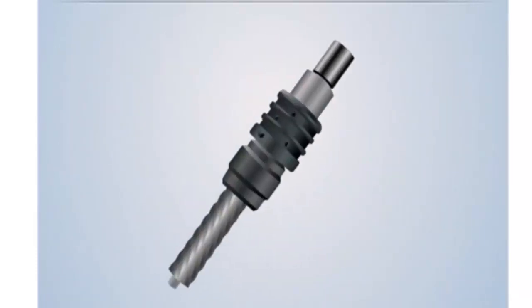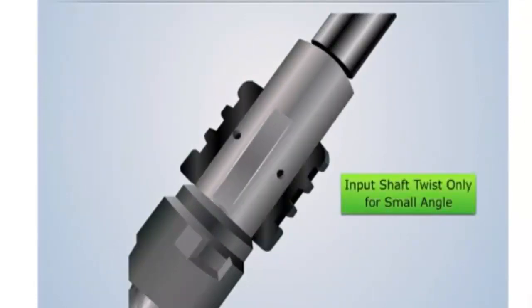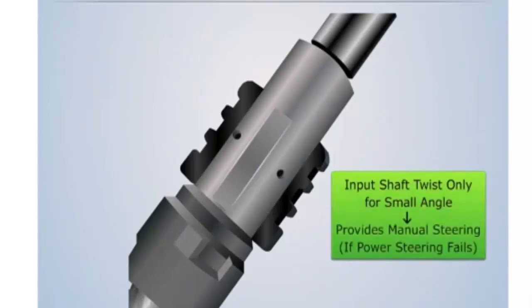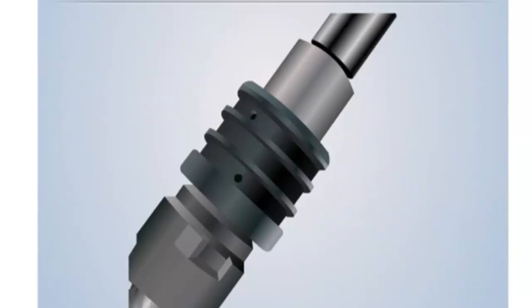It is to be noted that the input shaft is allowed to twist only for a small angle before it contacts a stop on the pinion gear. This is done to provide manual steering in case the power steering fails. Now the inlet and outlet of the working fluid in this valve takes place through holes drilled in the outer sleeve. Now let us understand its working.